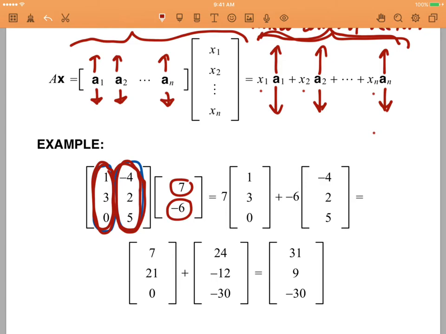This will all make a lot more sense once we get to matrix multiplication and you see what's going on in general. But in this case, the 7 and the negative 6 are the weights or the coefficients of the columns. Then you can just multiply the weight by the column. You get 7, 21, 0. Multiply negative 6 by that column, you get the 24, negative 12, negative 30. Then you add those two vectors to get the 31, 9, negative 30.